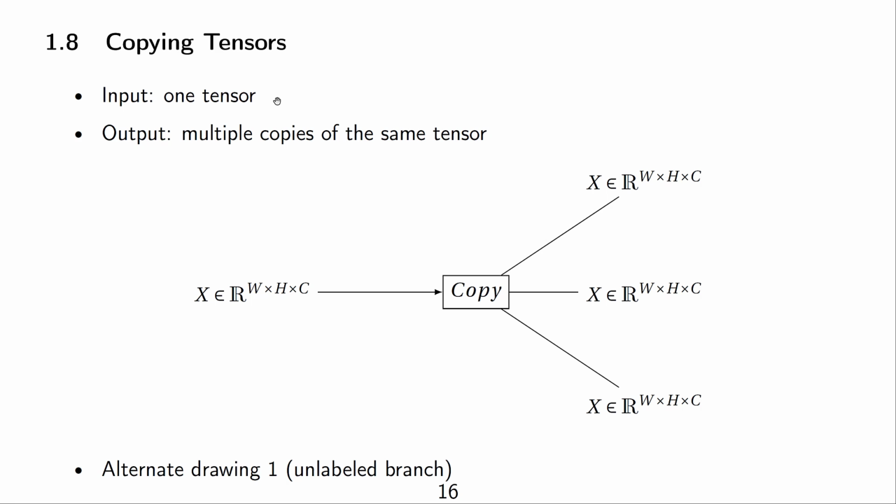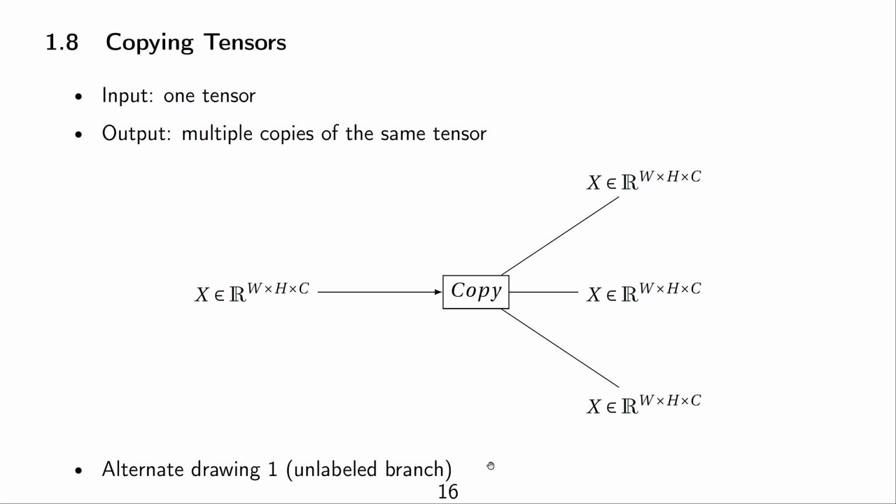Tensor copying has maybe as input one tensor, and then as output multiple copies of the same tensor. Now, again, I draw this operation explicitly, which is not common, where you see the tensor x as input and then multiple copies of the same tensor x as output.